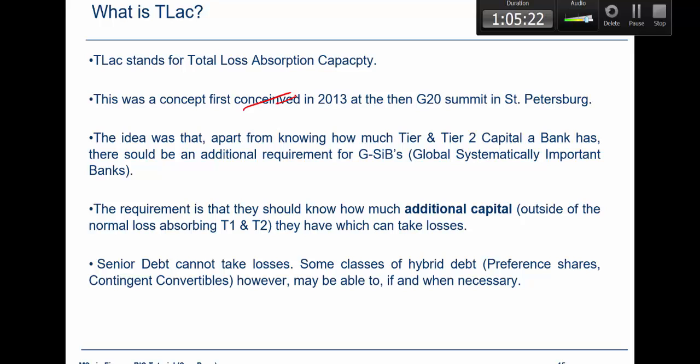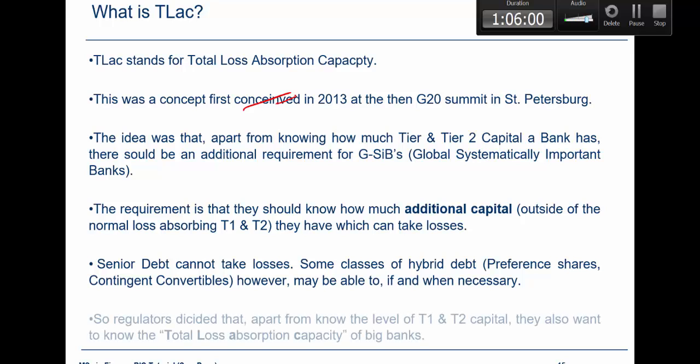Now, senior debt obviously cannot take any losses, okay? You give me $100 to buy a senior bond. On the due date, I have to give it back to you. If I have a big loss, I can't ring you up and say, oh, I'm sorry, I know you lent me $100 on a senior basis, but would you mind if I just pay you back 80? I can't do that, okay? So senior bonds cannot take losses. But some classes of hybrid instruments, such as contingent convertibles, however, they may be able to, okay? And some regulators decided that they want to know what is the total loss absorption capacity of big banks.